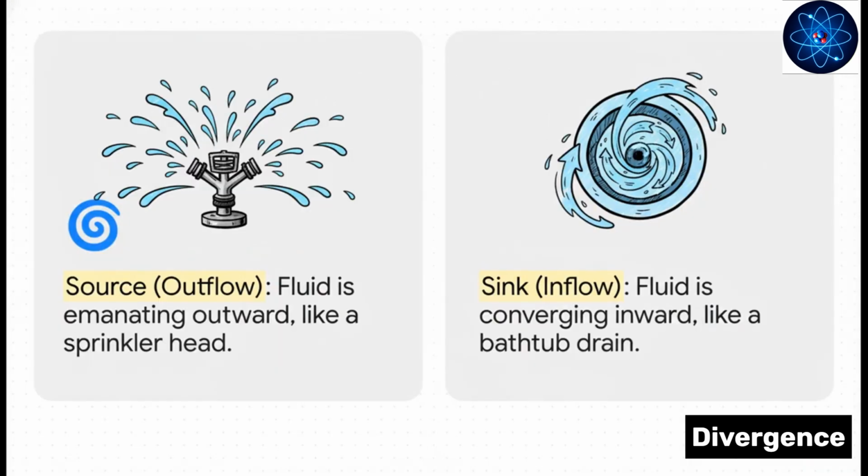To make this crystal clear, think about two things you see all the time. A source is basically a sprinkler head, right? Water is just shooting outwards from a central spot. We call that positive divergence. And a sink? Well, that's just like the drain in your bathtub. Water is swirling and converging inward, disappearing down a hole. That's negative divergence. See? Source and sink.